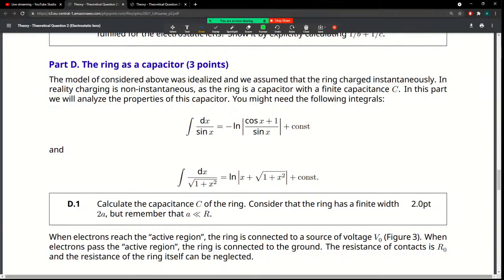Okay, I can read it. The model considered above was idealized, and we assumed that the ring was charged instantaneously. In reality, charging is non-instantaneous, as a ring is a capacitor with a finite capacitance C. In this part, we will analyze the properties of this capacitor. You might need the following integrals, and part D1 is to calculate the capacitance of the ring, and the ring has a finite width 2a, and a is much less than r.